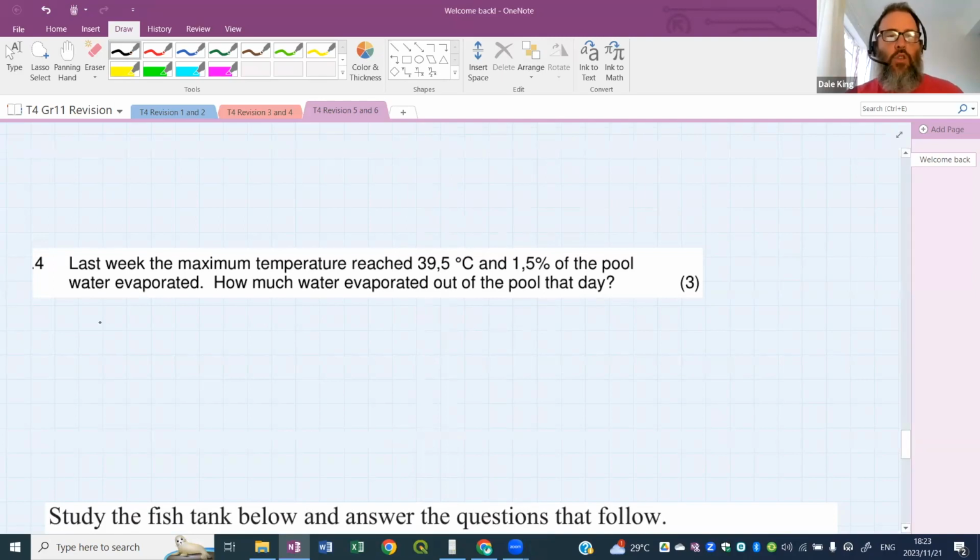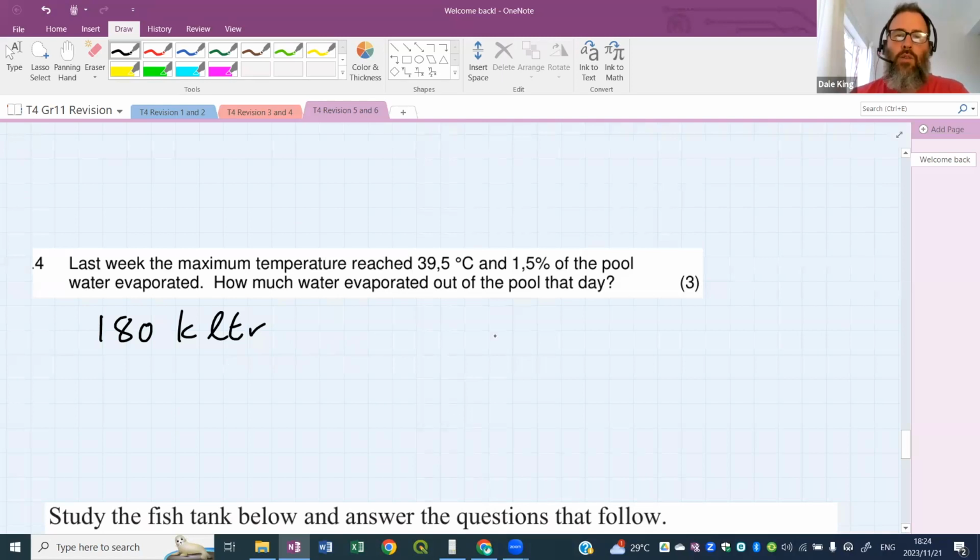All right. So we've got 180 kiloliters of water in this pool. They say last week the maximum temperature reached 39.5 degrees Celsius, and because of that, 1.5% of the pool water evaporated. How much water evaporated out of the pool? Now, they don't give us the units to work with here. They don't ask how many liters of water evaporated, they just say how much. So we can use the kiloliters, we can use the liters, whatever. But let's work with the kiloliters here. 1.5% of this evaporated. How much is that?